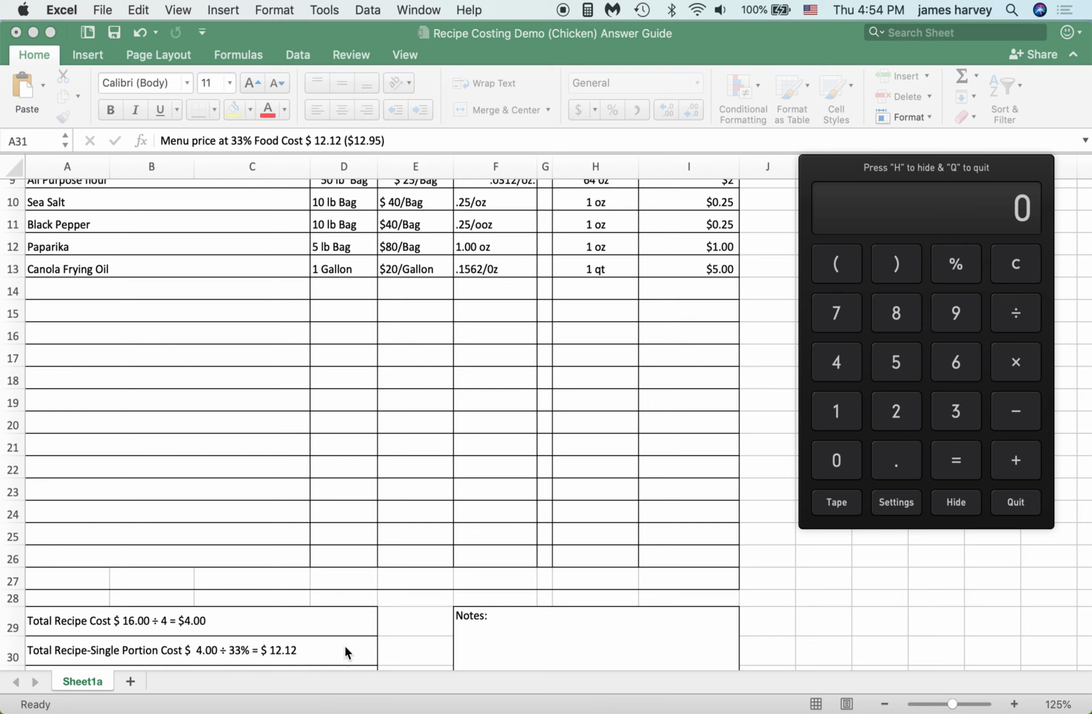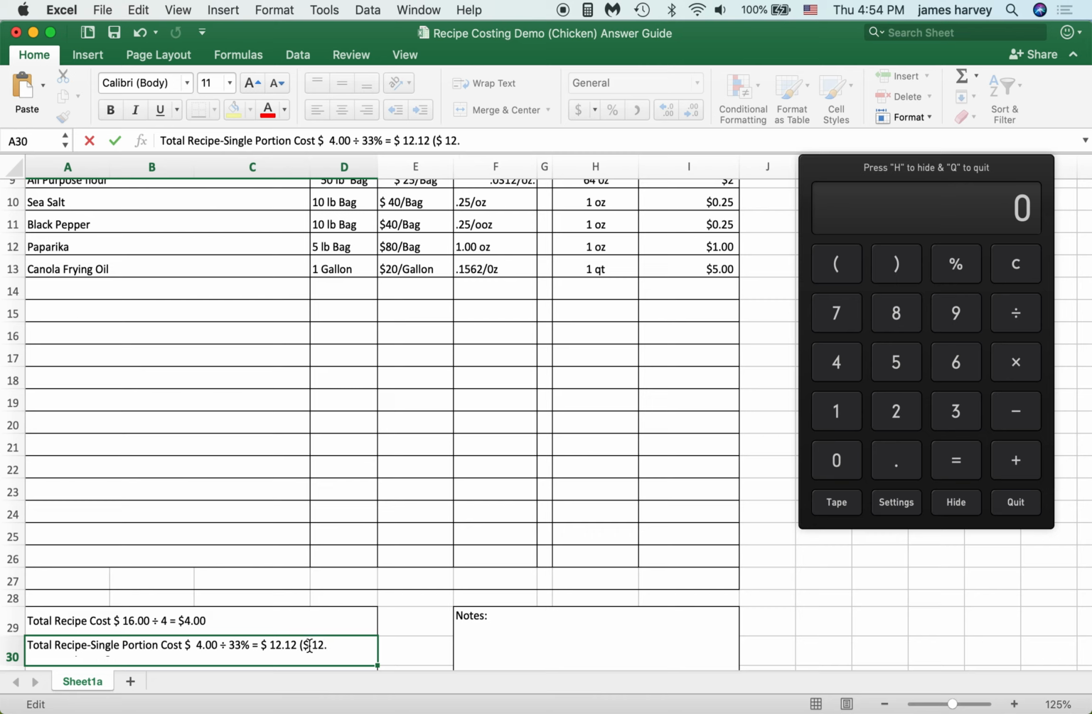We will round the menu price up to $12.95 for the actual menu. Be sure to put your decimal points in the right place.